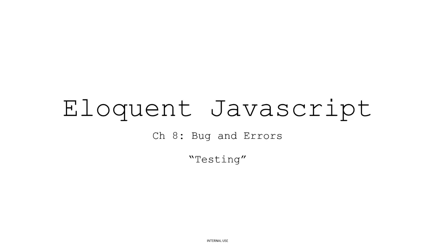My name is Chris, and today we're going to be continuing along our journey through the book Eloquent Javascript by Marjan Haverbeek. We're talking about Chapter 8, Bugs and Errors, and today we're going to talk about a section titled Testing. It should be a pretty short video.